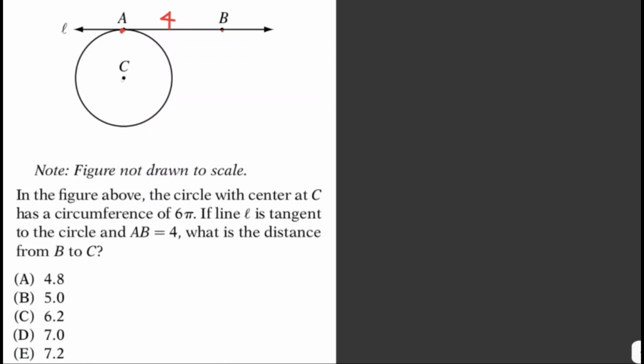And then from C to A, this is the radius of the circle. And it is given here that the circumference is just equal to 6 pi. So we need to find the distance from B to C. So this forms a right triangle.